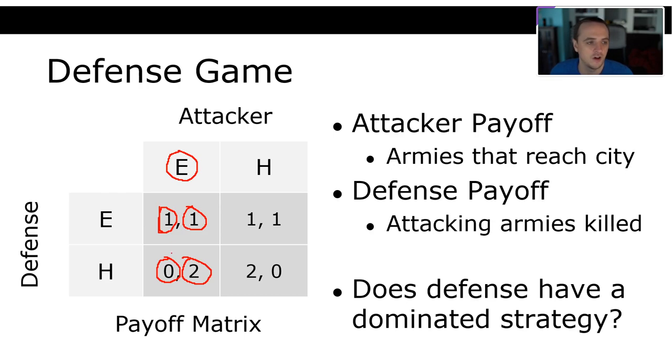So, other choice. Attacker chooses hard. If they choose hard, and we defend easy, then what happens is, they lose one of their armies by going the hard direction, but then one of their armies gets into the city, because we chose to defend the wrong place. If they choose hard and we defend hard, then they lost one of their armies getting through the hard path, and we killed one of their armies by defending properly. And so this is like the best case for us.